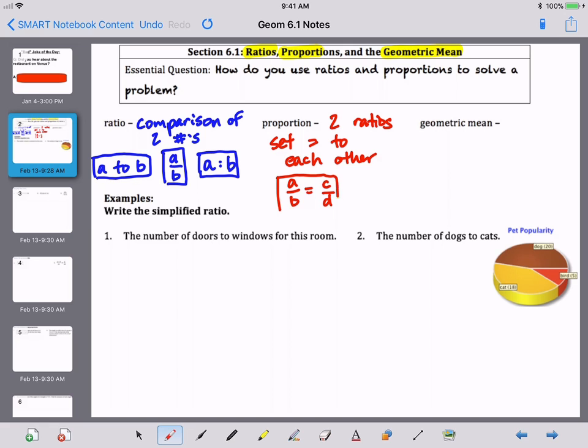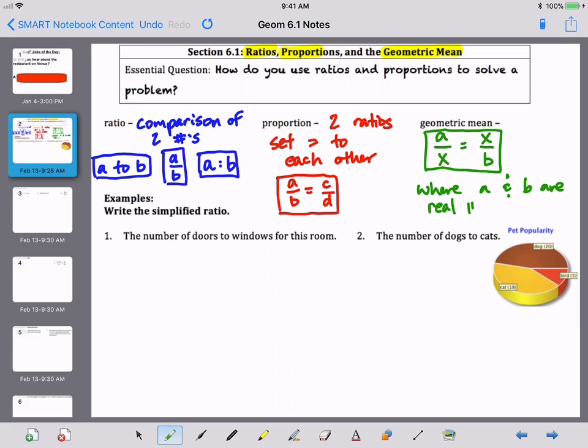The last thing is called the geometric mean, and that looks like A over X equals X over B. And in this equation here, A and B are just two numbers, where A and B are real numbers. And at the end of the lesson, we'll look at solving some of those.